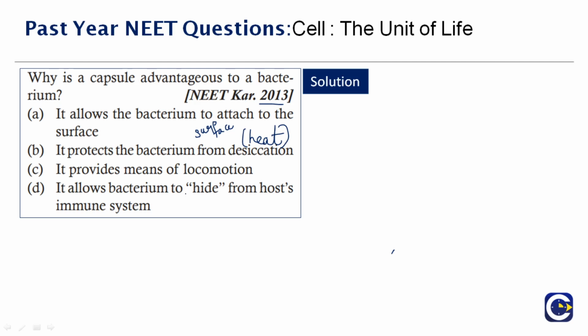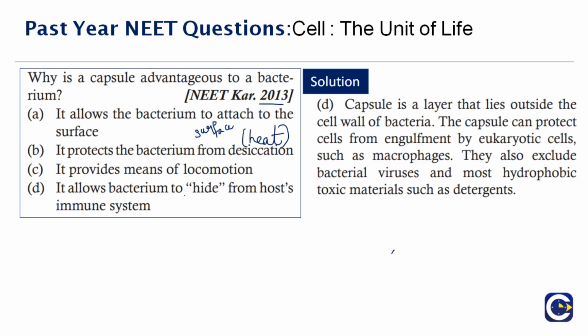It is considered a virulence factor because it enhances the ability of the bacteria to cause disease. So what does this capsule do? It allows the bacterium to hide from the host immune system. As I already said, this is an extracellular surface present over the cell wall of the bacteria. It prevents engulfment of the bacteria by the macrophages which the host immune system has. So it is escaping from the macrophages, which means it is hiding. The right word is to hide from the host immune system. Therefore the correct answer to this question is option D.